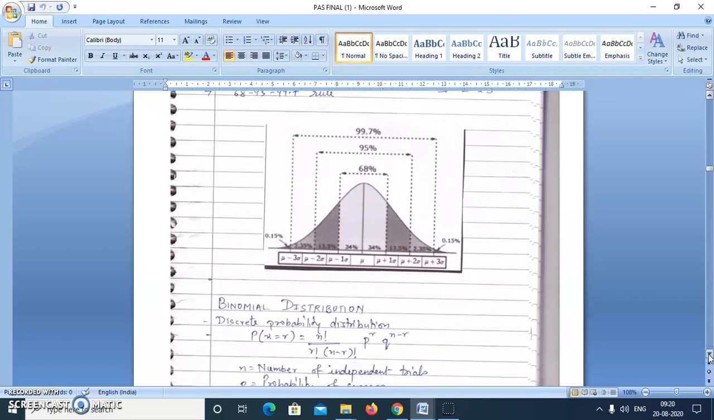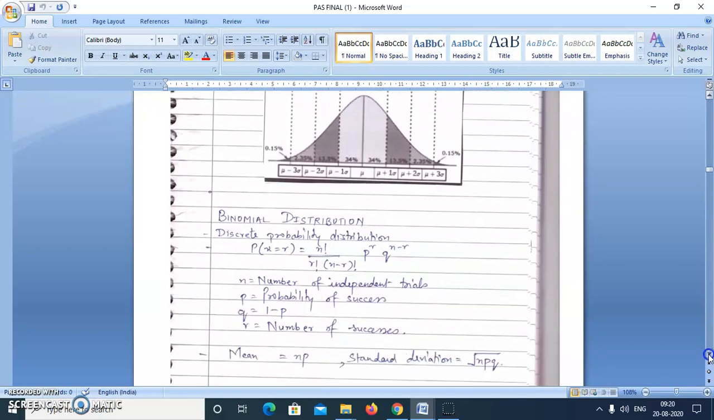This is the graph for normal distribution. You have to remember these three numbers: 68% of the entries lie between the mean plus minus 1 sigma, 95% of the entries lie between mean plus minus 2 sigma, and 99.7% of the entries lie between mean plus minus 3 sigma for a normal distribution.